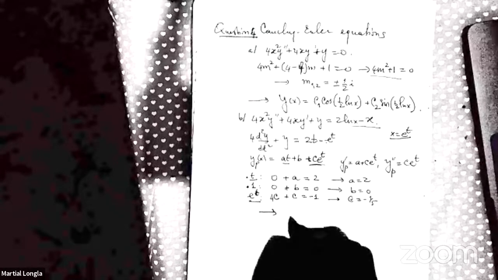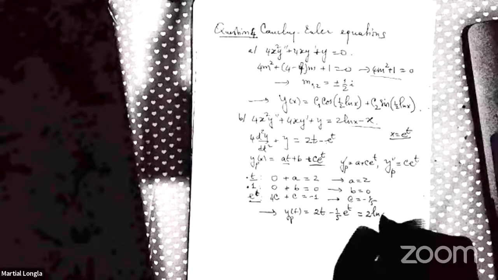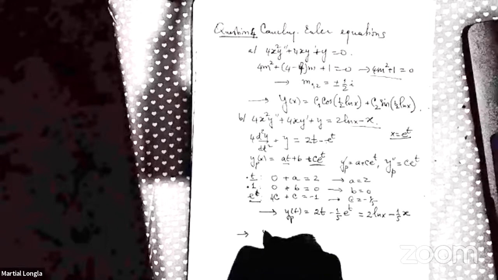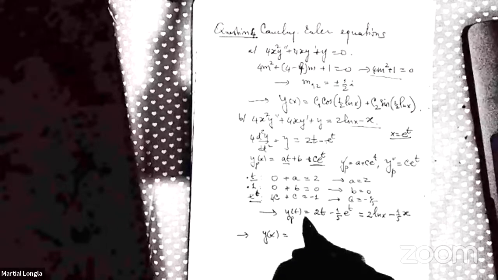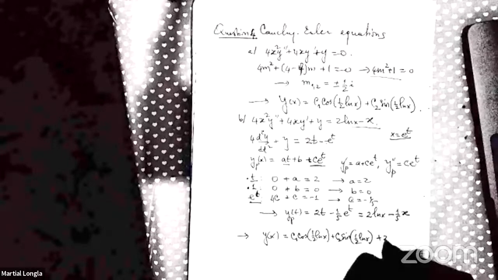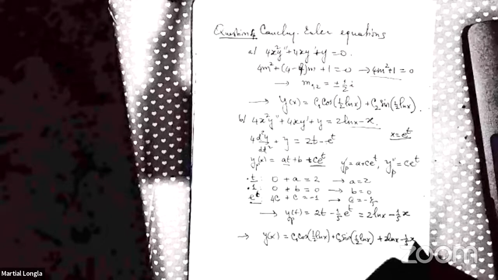So you get that y_p of t equals 2t minus 1/5 e to the t, which translates back to x as 2 natural log of x minus 1/5 e to the t, which is x. So y of x is the solution of the homogeneous problem, which was written right there, C1 cosine of 1/2 natural log of x plus C2 sine of 1/2 natural log of x, plus 2 natural log of x minus 1/5 x. That's it.